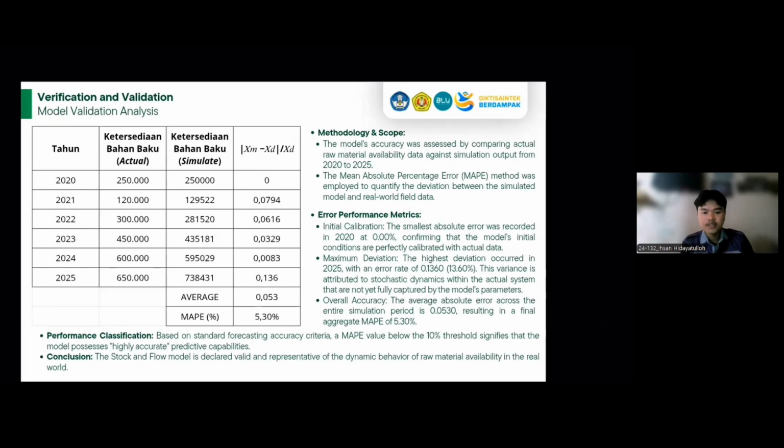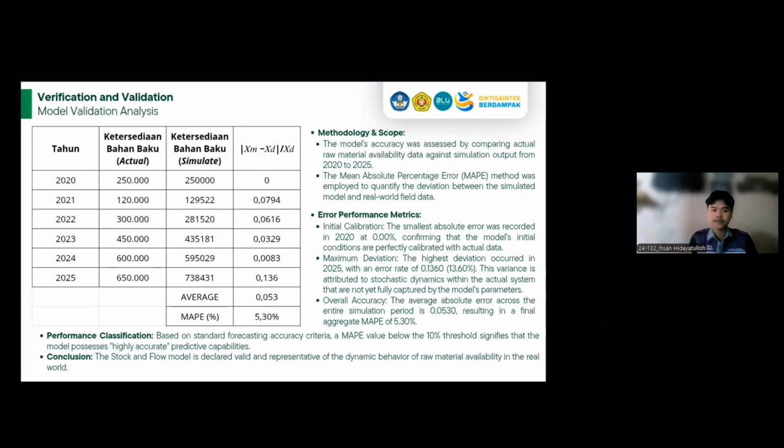So, in the initial calibration, the smallest absolute error was recorded in 2022 at 0%, confirming that the model's initial conditions are perfectly calibrated with the actual data. And the highest deviation occurred in 2025 with an error rate of 0.1360, or 13.60%. This variance is attributed to stochastic dynamics within the actual system that are not yet fully captured by the model parameters.